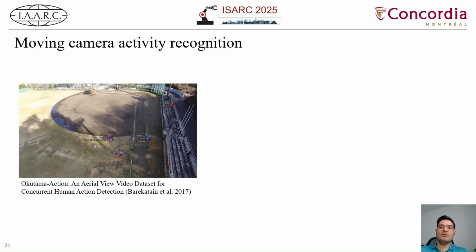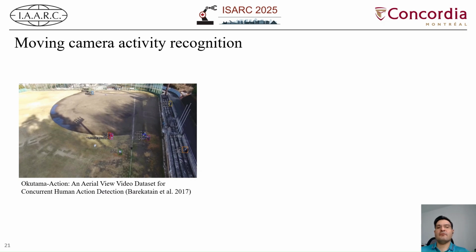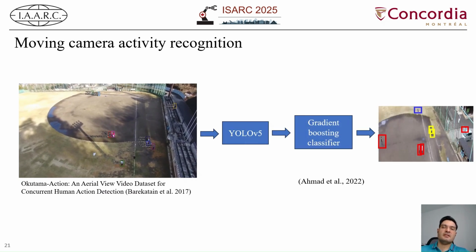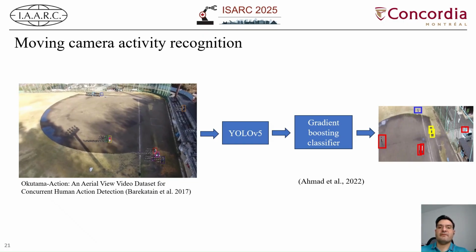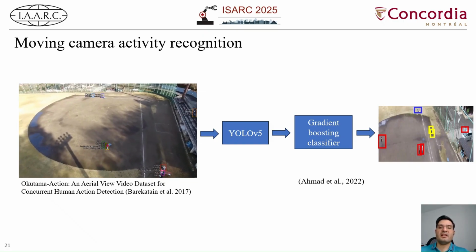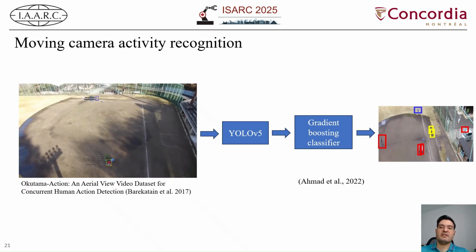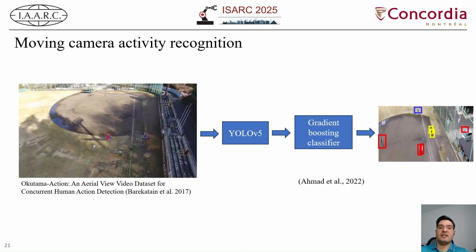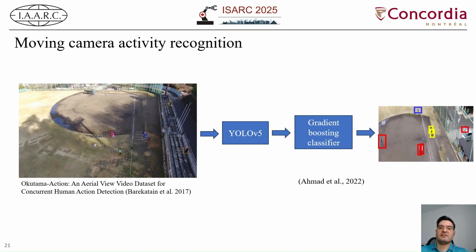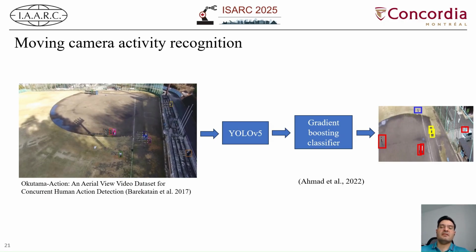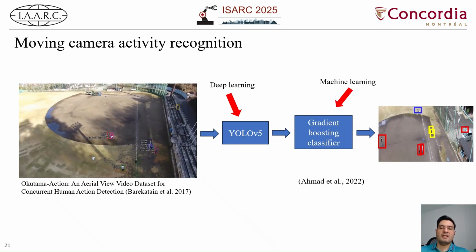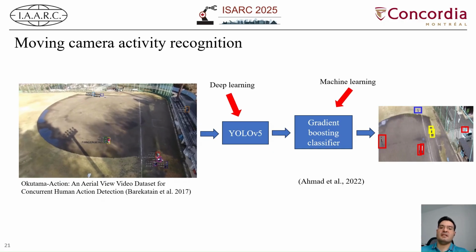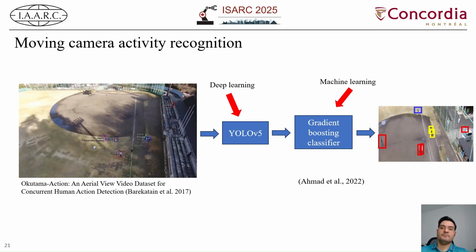For example, in this video, we can see a dataset that was developed for human activity recognition using drones, with a method later developed on this dataset using the YOLO version 5 model. However, one of the main challenges for aerial activity recognition is the limited availability of training data compared to stationary methods. For example, in this method, we can see that the authors have used a combination of deep learning and machine learning models instead of training an end-to-end deep learning model.